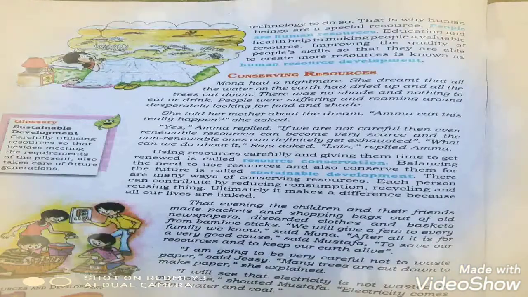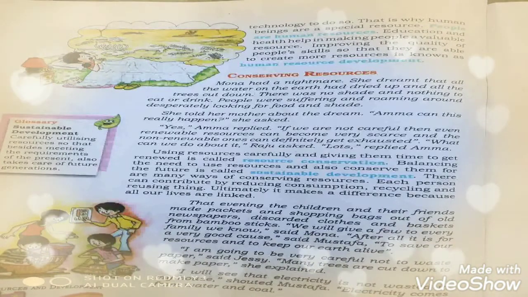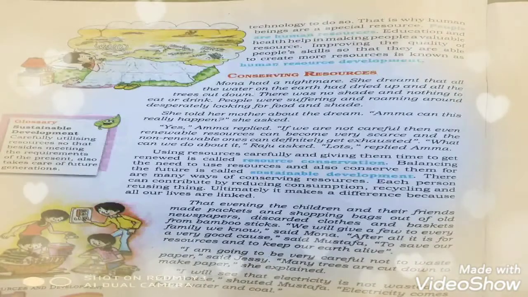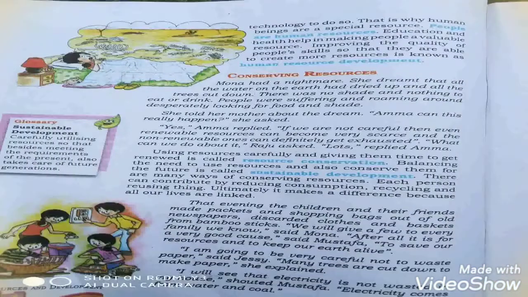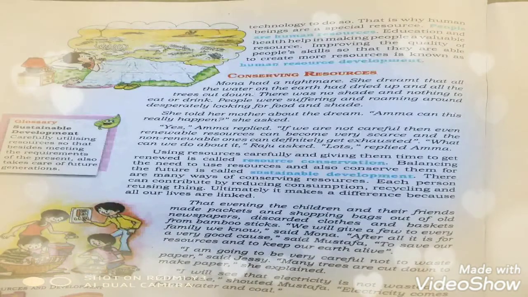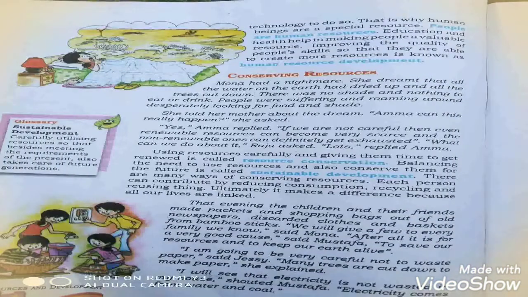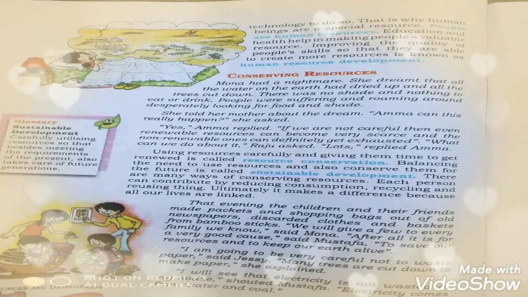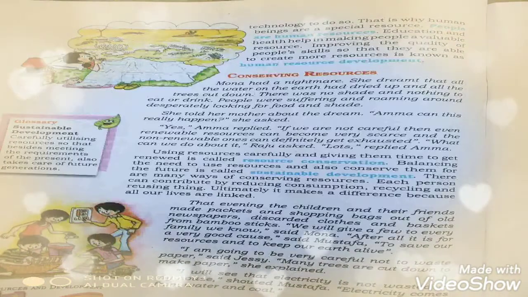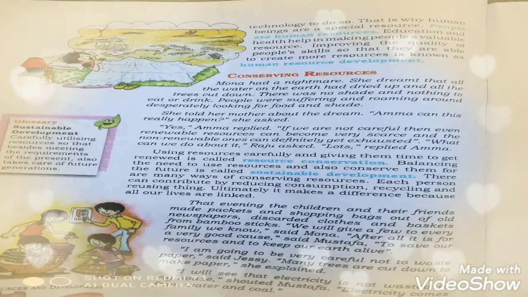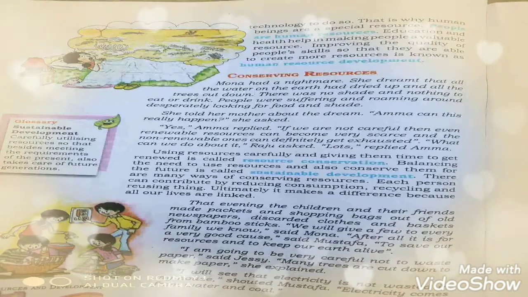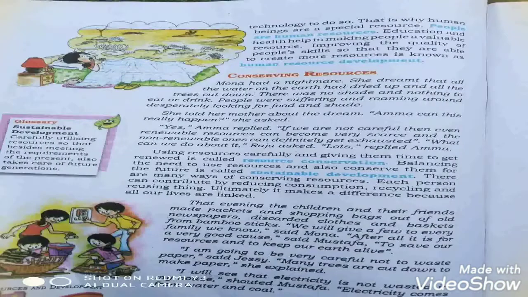Conserving resources. Mona had a nightmare. She dreamt that the water on the earth had dried up and all the trees were cut down. There was no shade and nothing to eat or drink. People were suffering and roaming around desperately looking for food and shade. She told her mother about the dream. Amma, can this really happen? she asked. Yes, Amma replied. If we are not careful, then even renewable resources can become very scarce and the non-renewable ones can definitely get exhausted. What can we do about it? Raju asked. Lots, replied Amma.